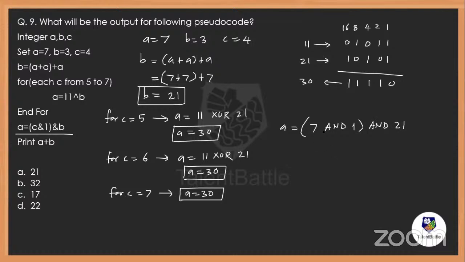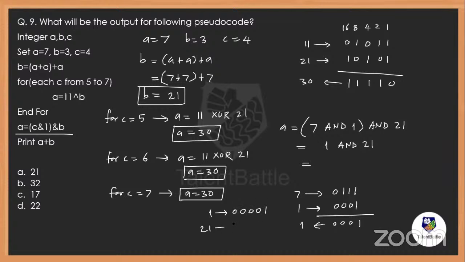Now again binary representations. So binary for 7 is 0, 1, 1, 1. Then binary for 1 is 0, 0, 0, 1. This will give me 1, 0, 0, 0. And this is nothing but 1. So 7 AND 1 is 1. And 1 AND 21 we have to perform again. So for 21, we have the binary. If I represent 1 in 5 bits, it will be 0, 0, 0, 0, 1. And 21 in 5 bits will be 1, 0, 1, 0, 1. Again, perform the truth table of AND here.